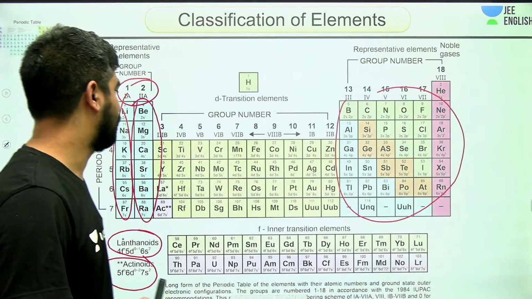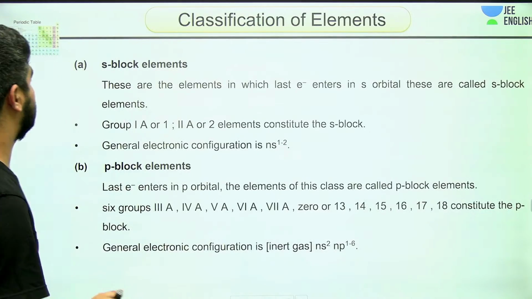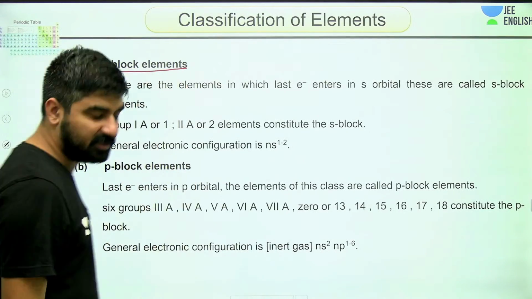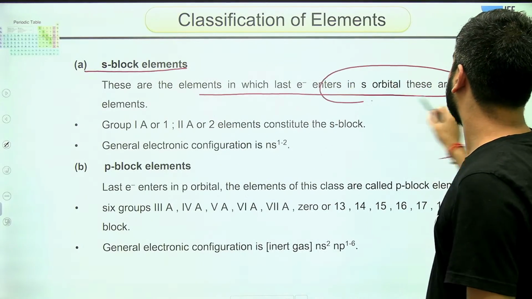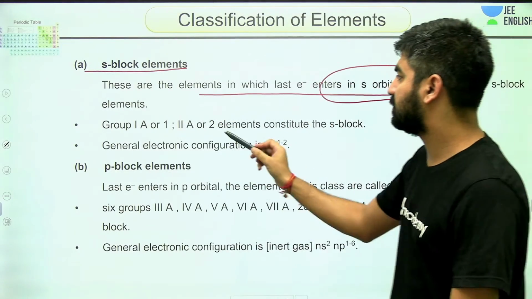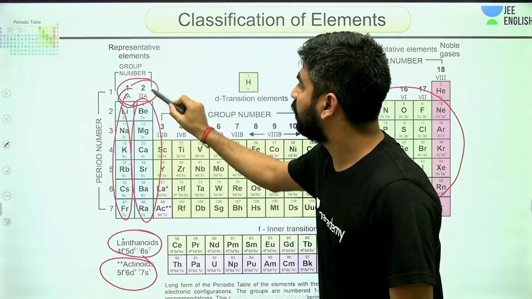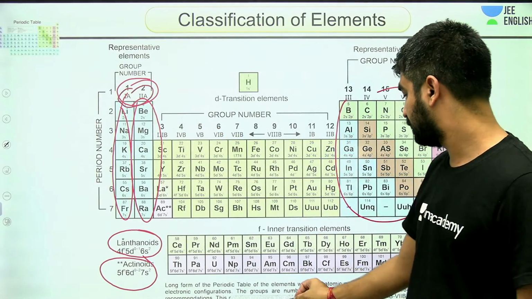Okay, guys? Any doubt? So now you know what we mean by classification into s block, p block, d block, and f block. Got it? So guys, s block elements, let's have a quick revision over them. In these, the last electron enters into the s orbital. These are generally present in 1A or 2A. Got it?